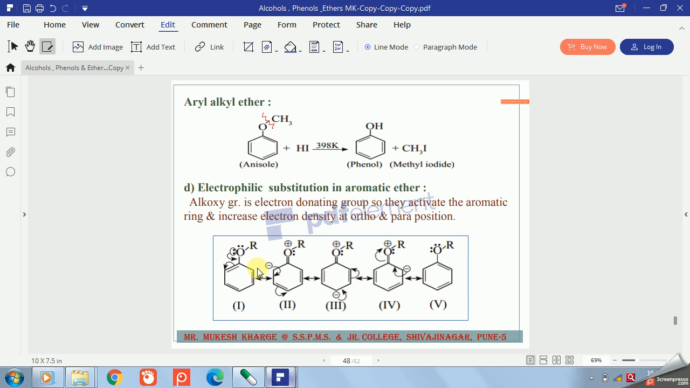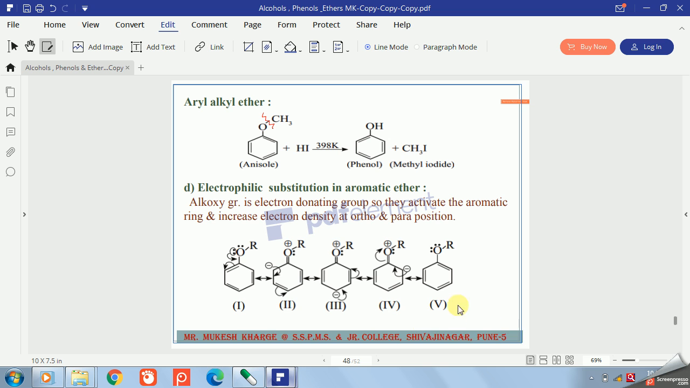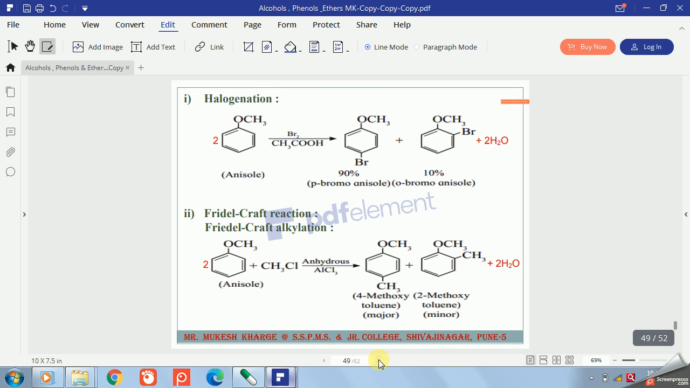We have to substitute the hydrogen from ortho and para position, and that substitution is called electrophilic substitution. So let us see the reaction. First is halogenation, substitution of hydrogen of the benzene ring by a halogen, here bromine, so the name of the reaction is bromination.